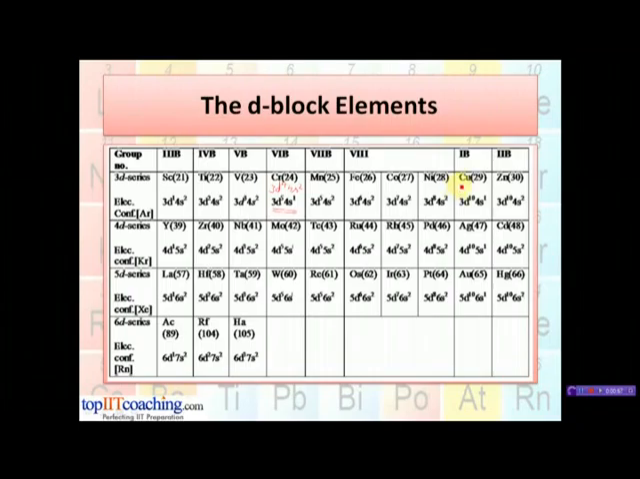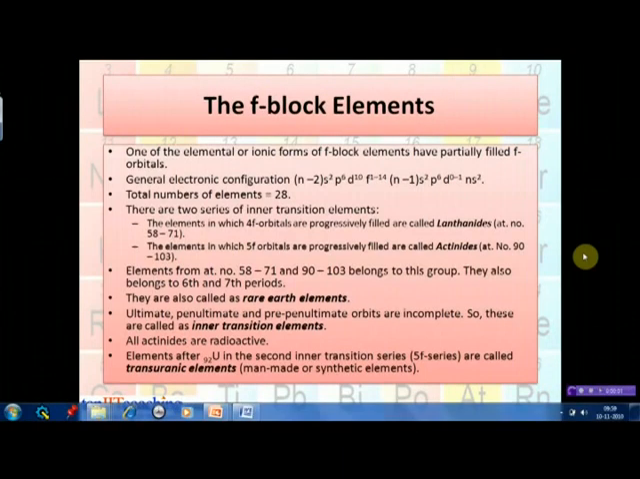Then the same case happens in the first B group as well. The general electronic configuration of the elements in first B is (n-1)d10 ns1 instead of (n-1)d9 ns2. It's again because of the same reason that the energy difference between (n-1)d orbitals and ns orbitals is very low. And so (n-1)d10 ns1 configuration provides extra stability due to the extra stability of half-filled and completely filled orbitals. The same case is followed in 4D and 5D series as well.